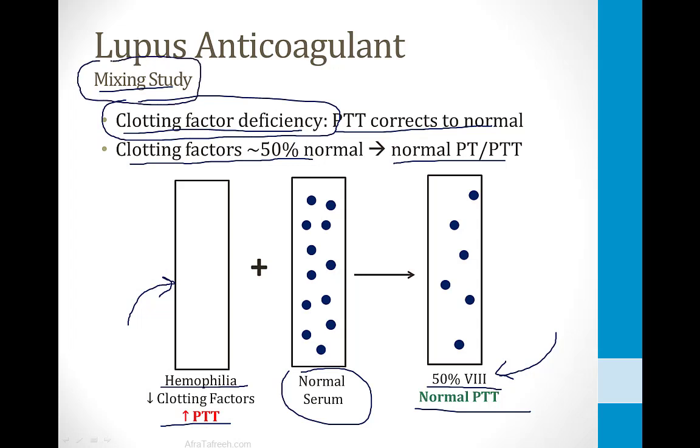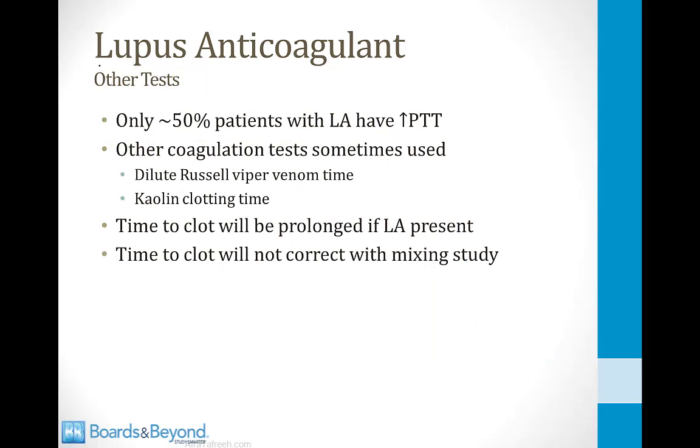from a mixing study. On the other hand, as we saw on the last slide, if the prolongation of the PTT is due to an inhibitor, it will not correct when you mix that patient's serum with normal serum. Now, as I told you before, the presence of the lupus anticoagulant is identified indirectly through testing of the clotting cascade. Unfortunately, only about 50% of patients with lupus anticoagulant have a prolonged PTT, so if you strongly suspect that they have a lupus anticoagulant, then sometimes other tests are used.